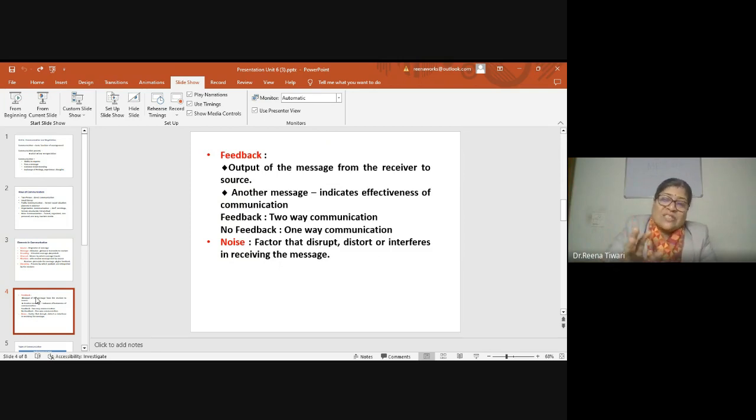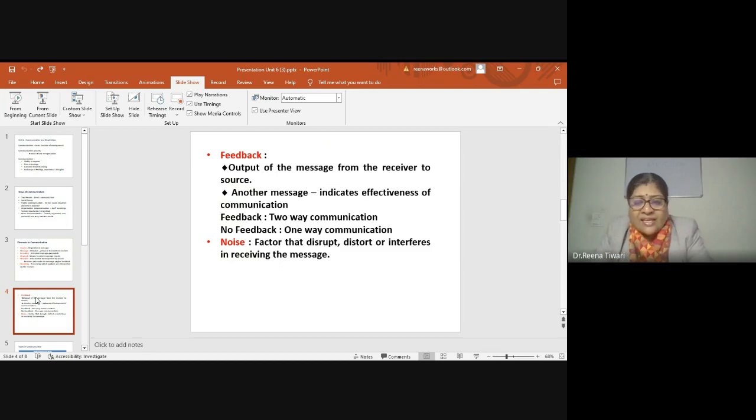So the another message which is sent by the receiver again to the sender, that way we can call it a two-way communication when there is a feedback. And when there is no feedback, it is one-way communication. We can take an example. If there is some survey or some report on a certain disease or a certain policy of the government, and if it is given in the newspapers and people are reading it, sometimes people write letters to the editors, and in their letters they have written about that particular government policy, its good things, its bad things.